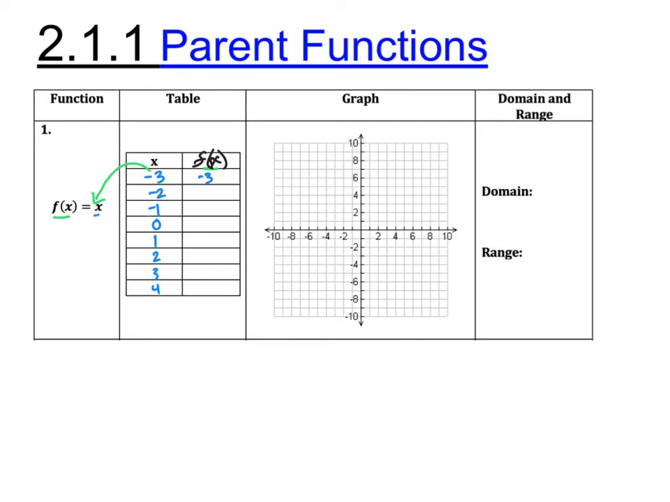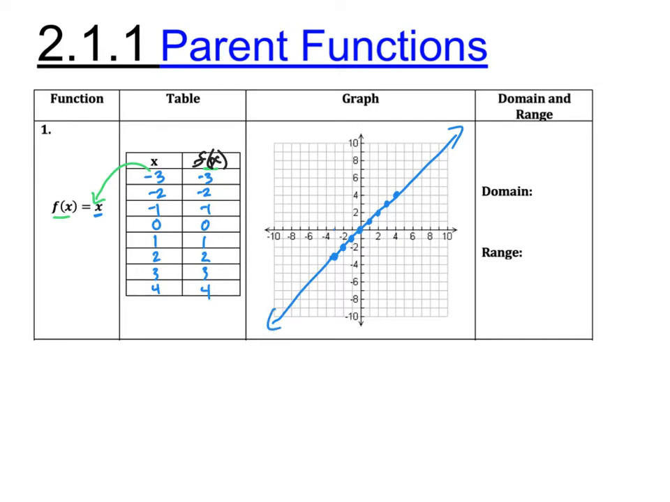If I put a -2 in for x, then f of x is -2, and then -1, 0, 1, 2, 3, 4. Okay, this one's really simple. This is the parent function for linear equations. Then I have the points, so I graph them: -3, -3 is there, -2, -2, -1, -1, 0, 0, 1, 1, 2, 2, 3, 3, and 4, 4. Then I just draw the line through them, and there is the equation.